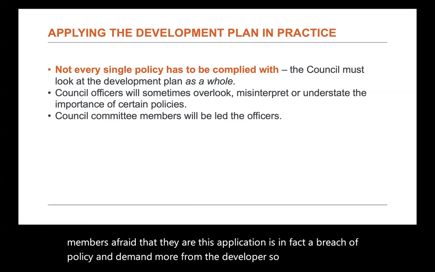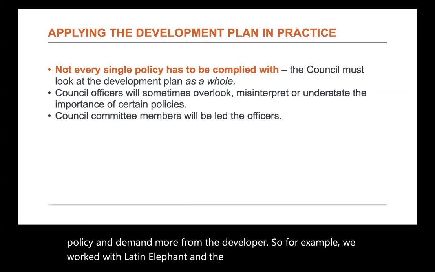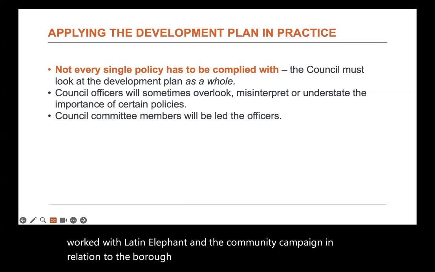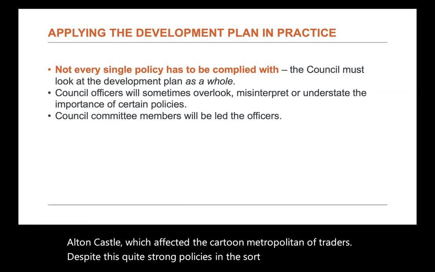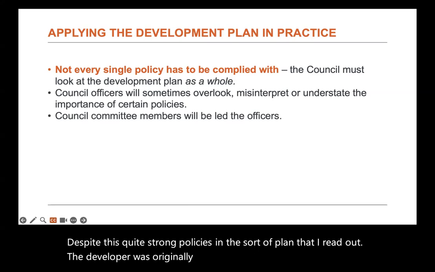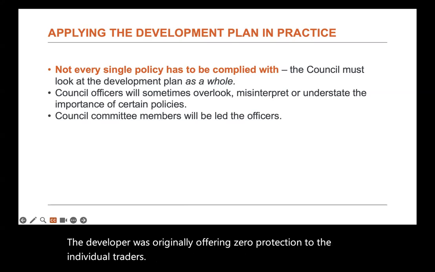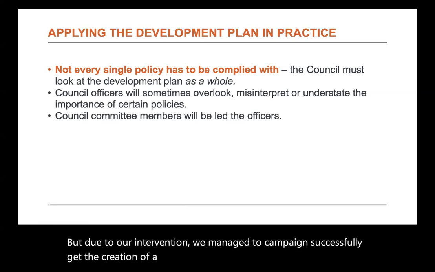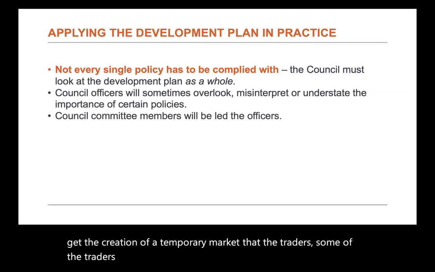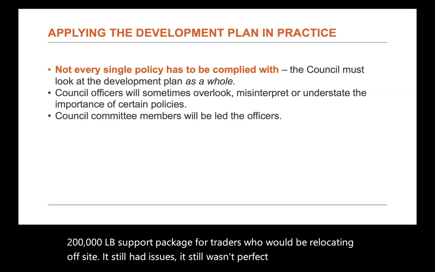So, for example, we worked with Latin Elephant and the community campaign in relation to the Borough Triangle application by Berkeley Homes in Elephant and Castle, which affected the Mercato Metropolitano traders. Despite quite strong policies in the Southwark Plan that I read out, the developer was originally offering zero protection to the individual traders, but due to our intervention, we managed to campaign and successfully get the creation of a temporary market that some of the traders could work in during the construction period, and also a £200,000 support package for traders who would be relocating off site. It still had issues, it still wasn't perfect, but better than where we started.